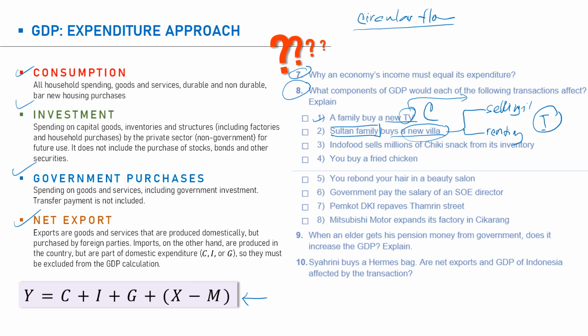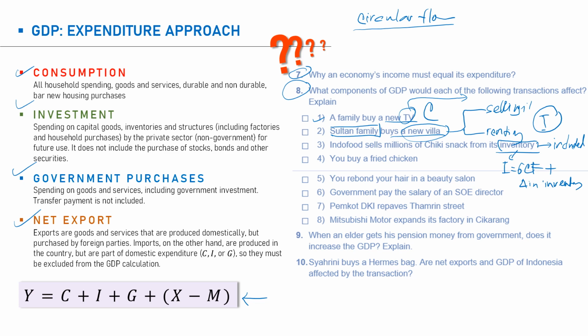And then how about number 3? Sales of chicken snacks from its inventory, minus. So let's take a look at this. Again, we're dealing with inventory. Before, we knew that inventory must be included in the GDP calculation. As for the expenditure approach, this inventory is part of investment. Investment consists of gross capital formation plus change in inventory.